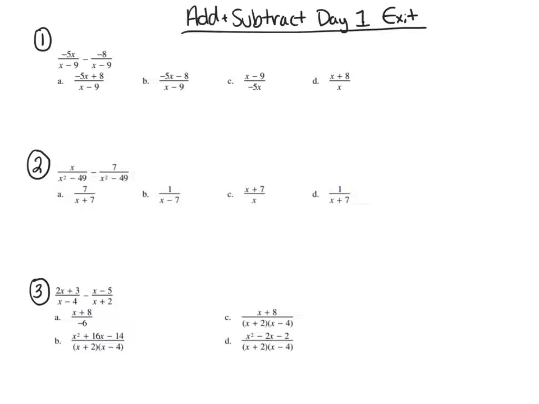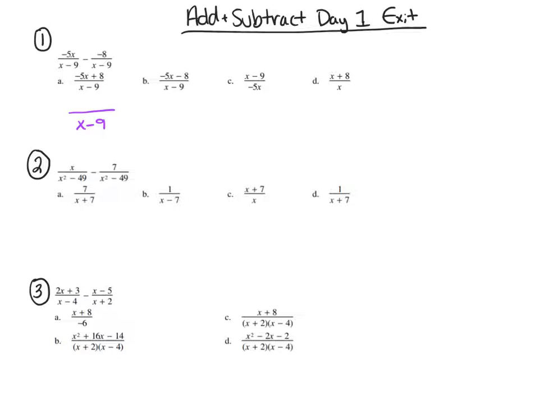In this video, I'm going to go over the exit slip from the adding and subtracting first day. So when we're adding and subtracting rational expressions, we need to remember that we need to have a common denominator. So in number 1, I actually already have a common denominator, so I know that my denominator is going to be x minus 9. Now I just need to combine my numerators.